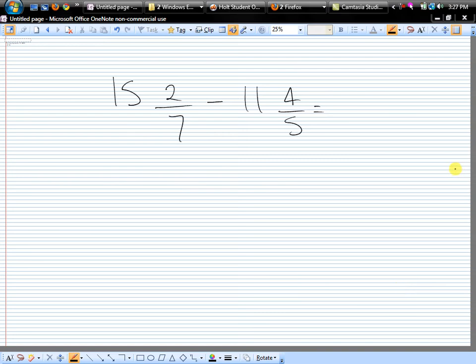All right, scholars, here we have another problem where we may have to regroup and we have different denominators. So as usual, we need to find our least common denominator. This time it's going to be very simple because 7 and 5 are both prime numbers. And because they're both prime numbers, that means we can multiply these two to get the common denominator. And that's what we're going to go ahead and do.